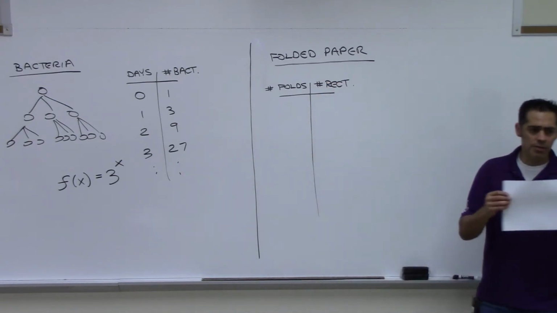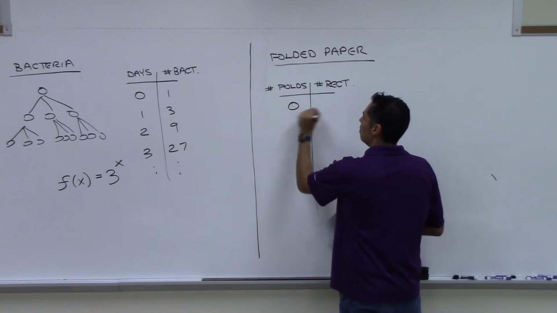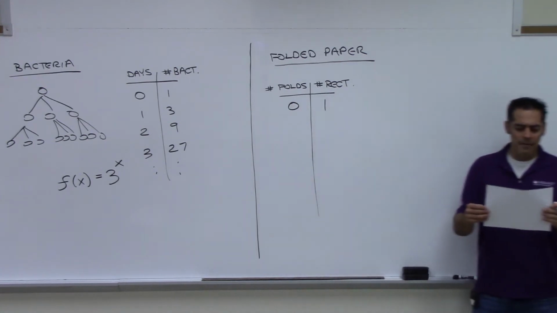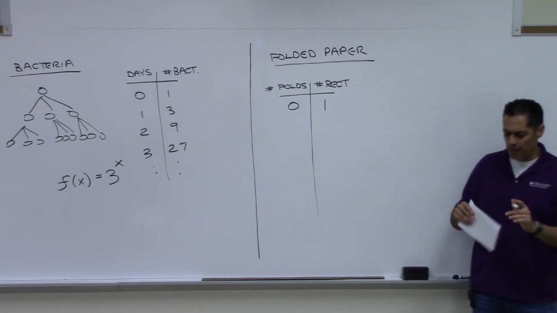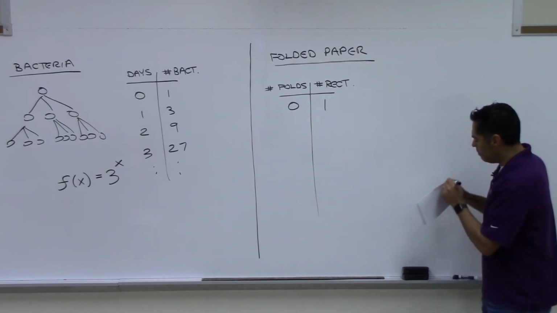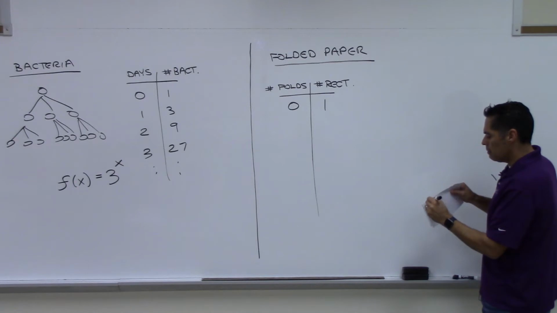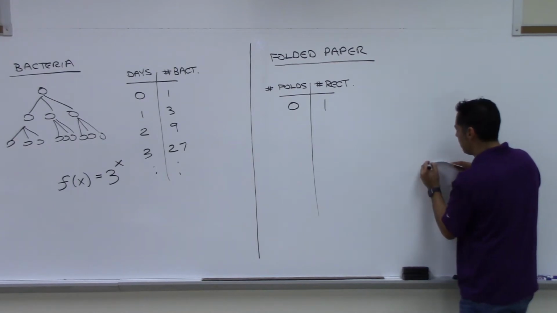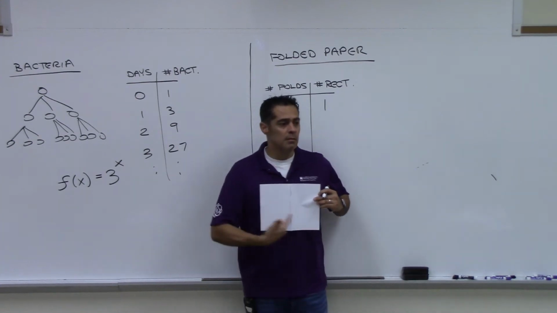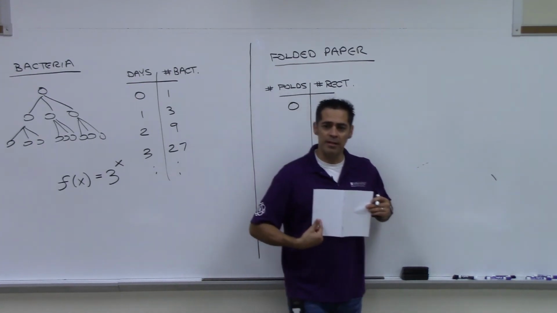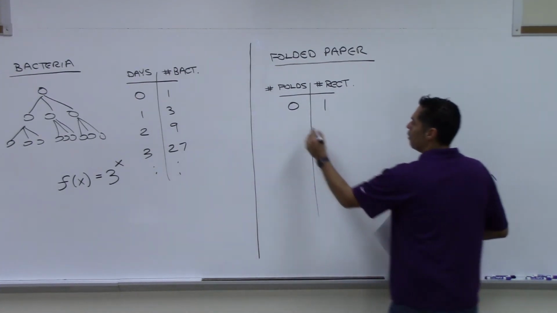So no folds, one rectangle. If I fold it one time, I make a crease down the center, and this will help you maybe see the crease a little bit. If I open that up, two rectangles. So one fold, 2 rectangles.